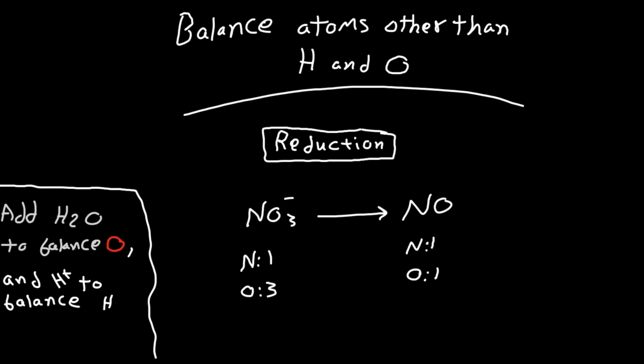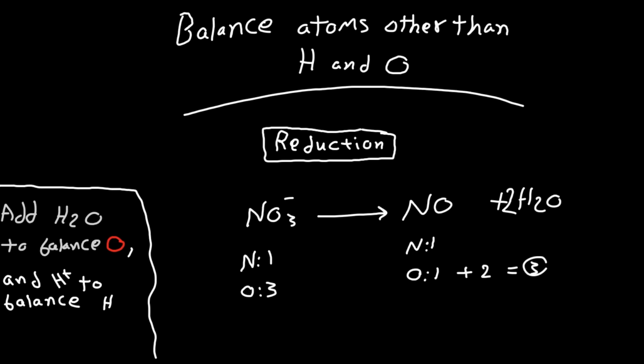I'm going to add H2O to balance oxygen and H plus to balance hydrogen. So over here, oxygen is imbalanced. Oxygen on this side is 3 and here is 1. So I'm going to add H2O to balance the oxygen. I have 3 on one side, so I need to add 2 atoms of oxygen. So 1 plus 2 is going to be 3 atoms.